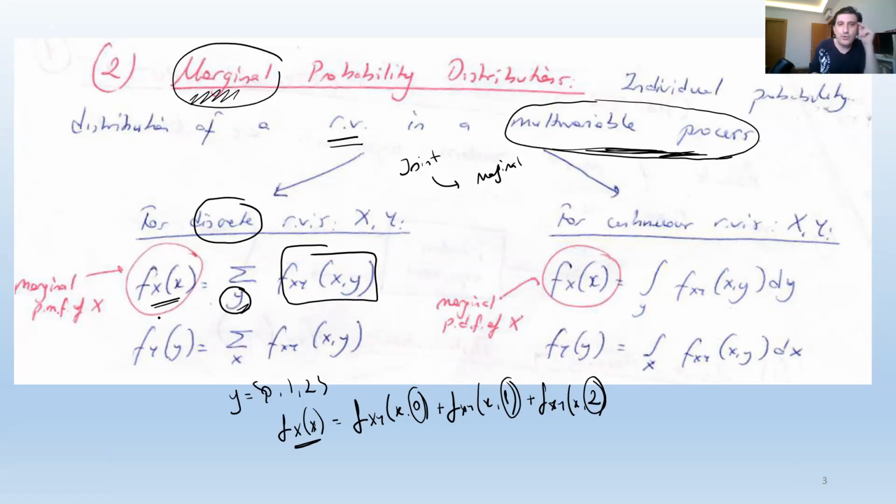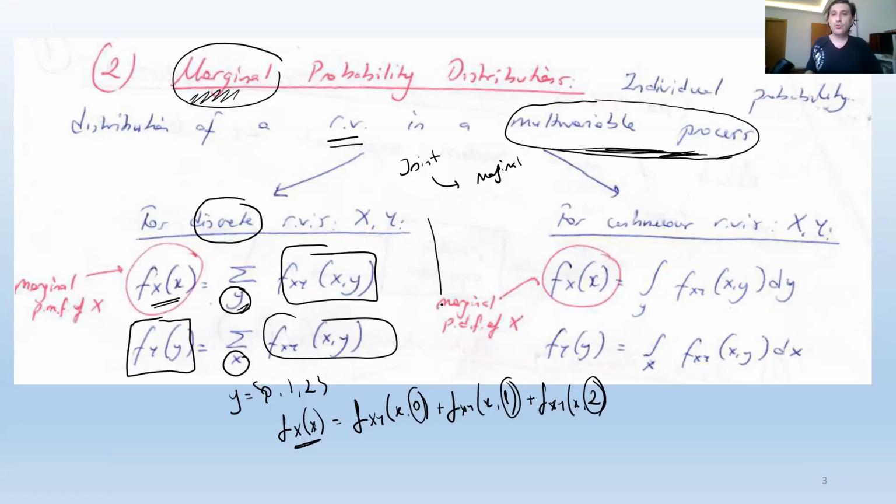The same logic applies if you would like to obtain the marginal probability mass function of y. This time you should add the joint probability mass function over the support of x, over all values of x with non-zero probability.